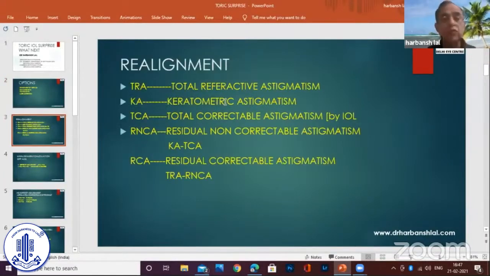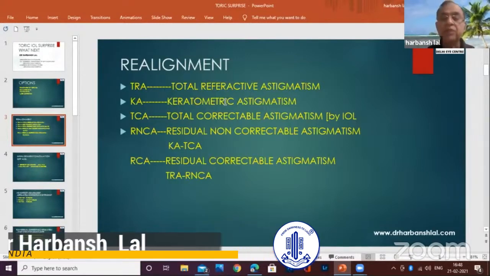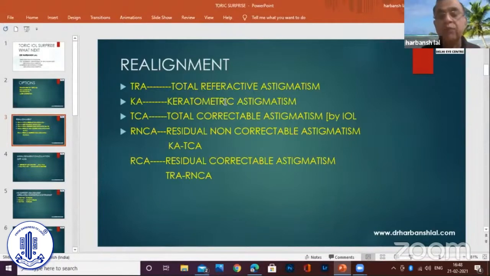Whenever we want to do realignment, I would like to explain certain terminology. One is that we need to know after surgery what is the total refractive astigmatism the patient has got. What is the keratometric astigmatism now, not pre-operatively, post-operatively? What is the total correctable astigmatism by the IOL? And what is the residual non-correctable astigmatism? That means if a patient had a corneal astigmatism of 2 and you have put on a toric IOL which can correct only 1, that means one diopter cannot be corrected by the realignment of the toric IOL.